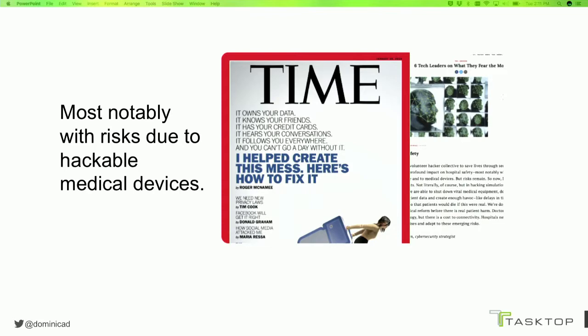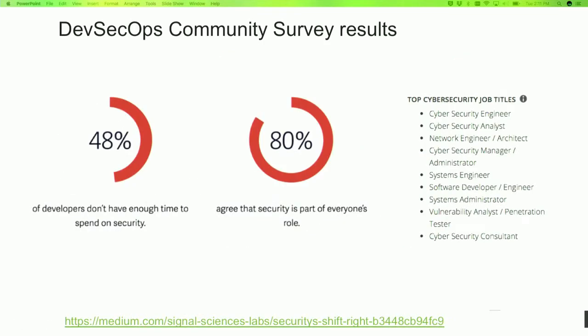So clearly, there's a need for more security experts. But according to this survey from DevSecOps, developers don't have time to spend on security. 48% of developers say they don't have enough time to spend on security. And not all devs want to do security. I mean, 20% here are saying, not my job. So like the primary care physicians, developers don't have the bandwidth to know everything there is to know. Right? It's hard enough just to stay current in your own area of expertise.